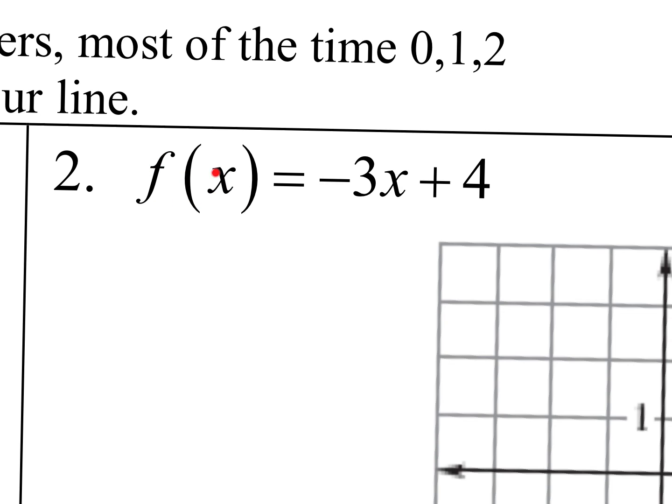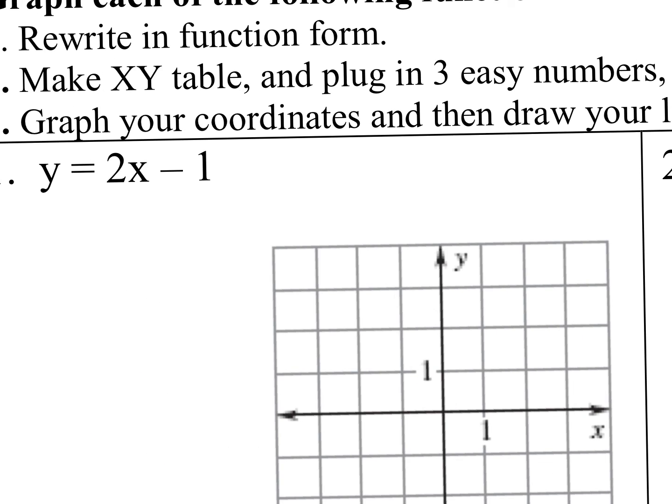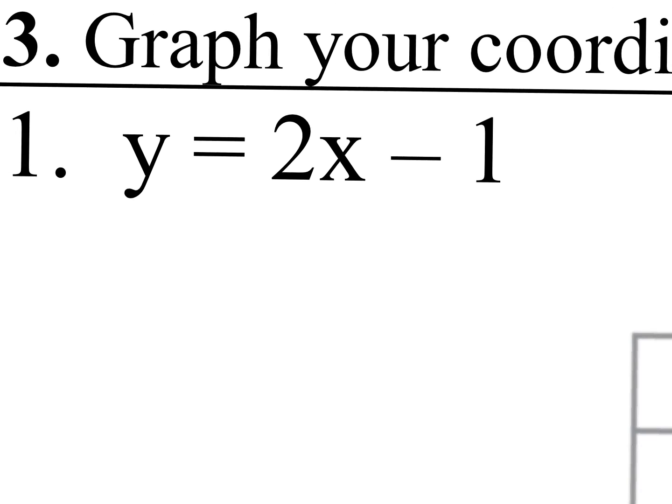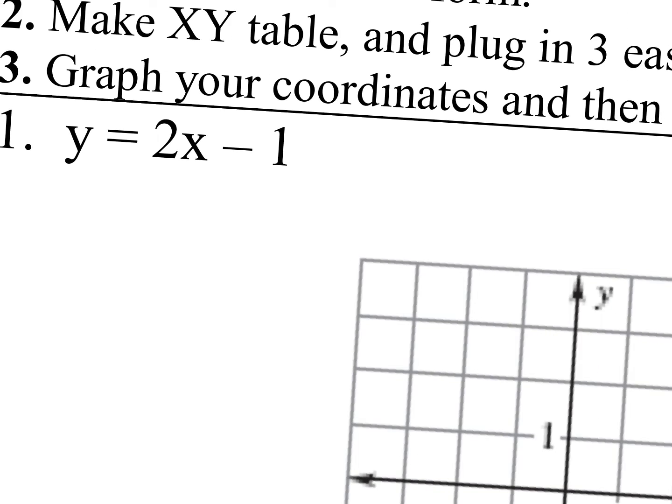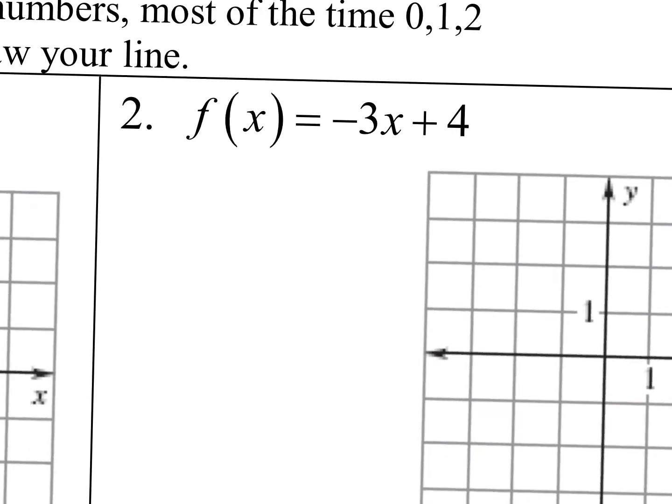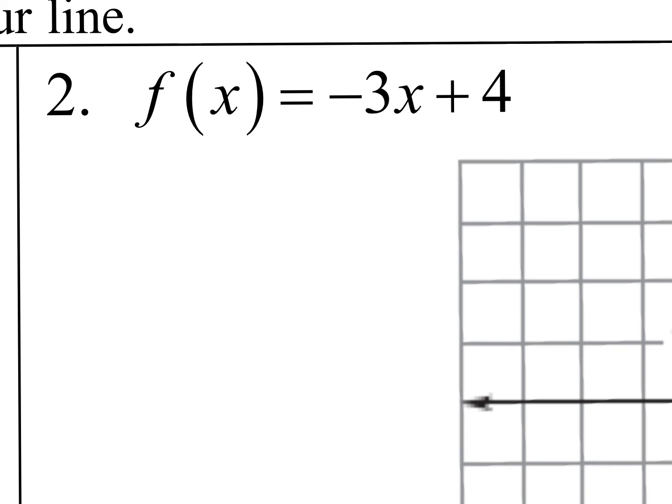And this is just the name, and most of the time, the name of the machine is y. Most of the time, y is by itself, right? But what I want you to understand right now is that f of x is the same exact thing as y. Okay, so maybe on number 2, go ahead and rewrite it as y equals negative 3x plus 4. Anytime you have an f of x, just replace it with the y. It's the same exact thing, right?